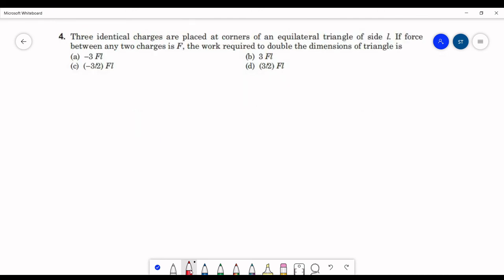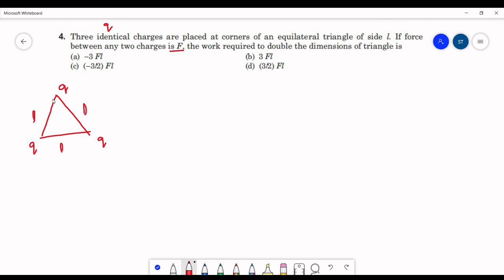So here it is given that three identical charges are placed at the corners of an equilateral triangle of side L. If force between any two charges is capital F, the work required to double the dimensions of the triangle is. Let us assume these identical charges as Q. So here we are given an equilateral triangle of side L, and there is a charge Q on each vertex. Now it is given that force acting between any two charges is F.